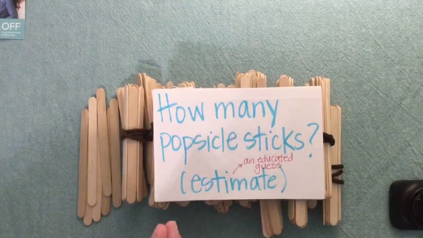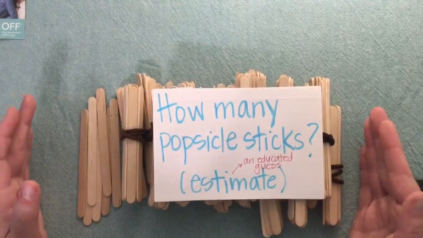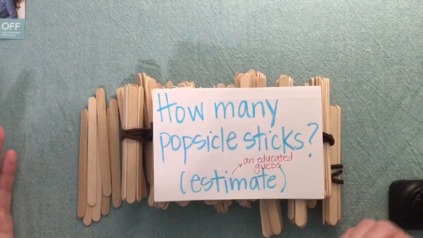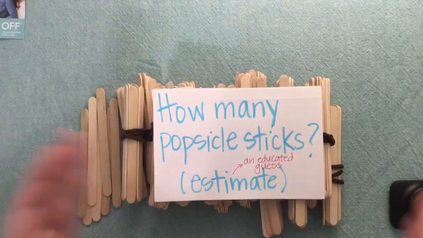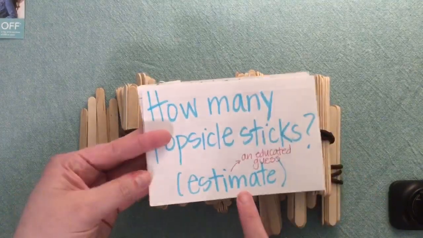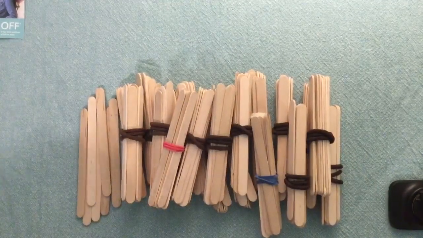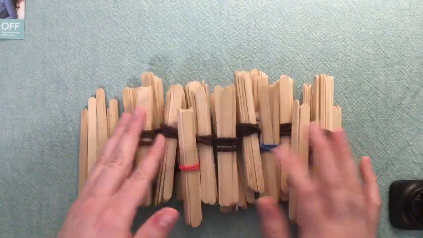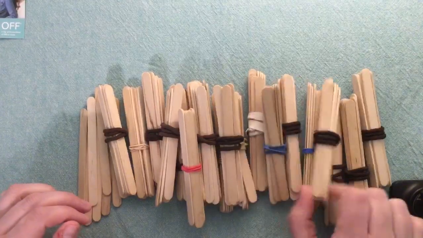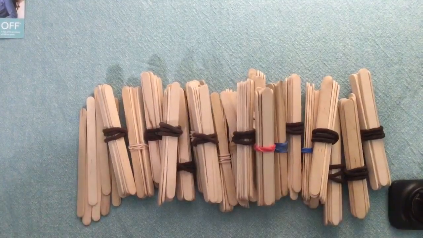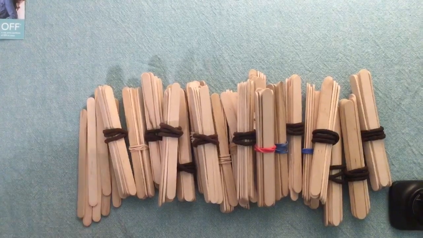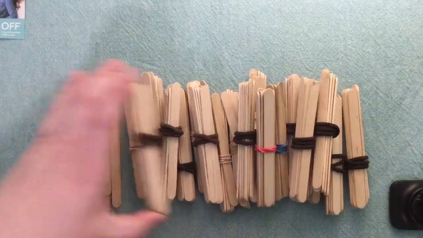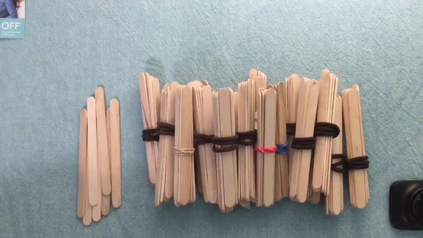So if you see more than 5 bundles, your educated guess should lead you to believe that there's going to be more than 50 sticks, right? So don't count, just look and make an educated guess, make an estimate. And I want you to think of that number in your head. I'll kind of move these around. They're stacked on top of each other. Right, you don't have to write it down, you don't have to turn it in, I just want you to think of it in your head.